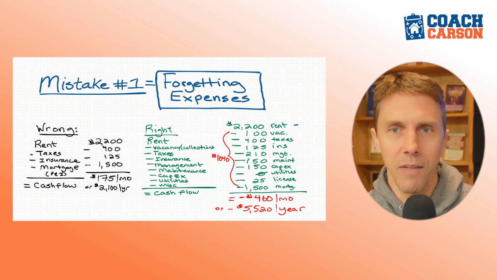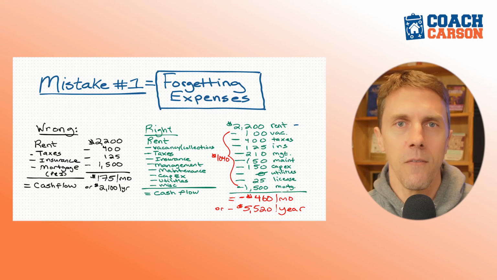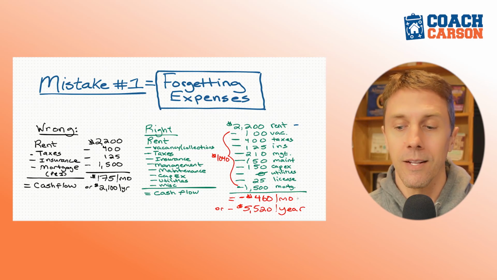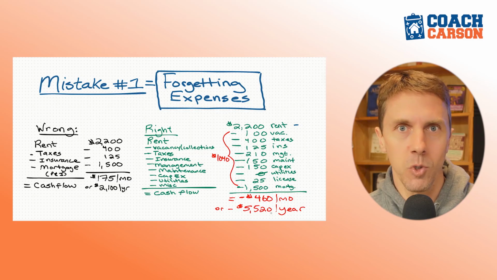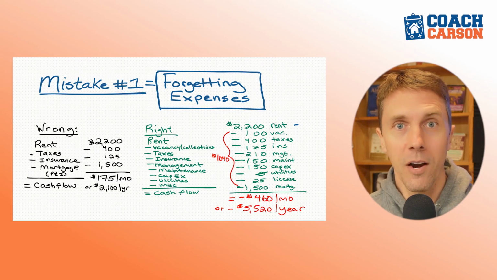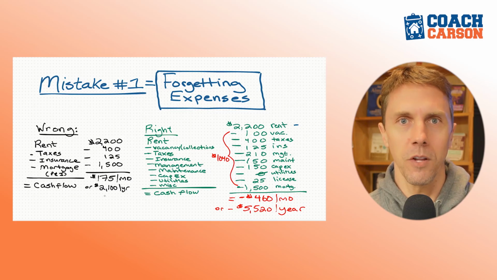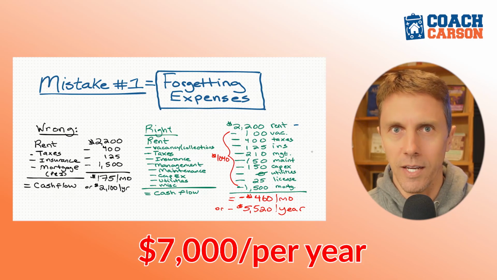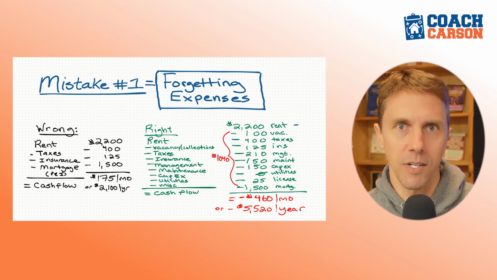And so when you subtract all of that from the rent, we actually have a negative $460 per month cash flow, or negative $5,520 per year. Now compare that to what we thought it was of positive $2,100 per year. That's a negative swing of over $7,000 per year just by forgetting your expenses.